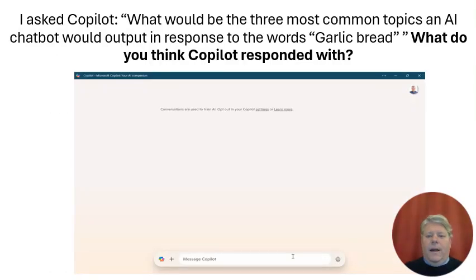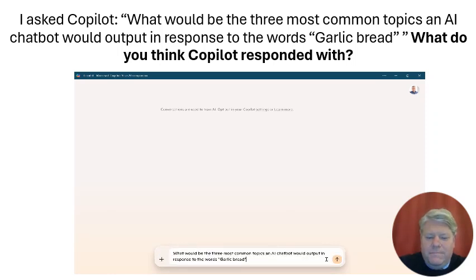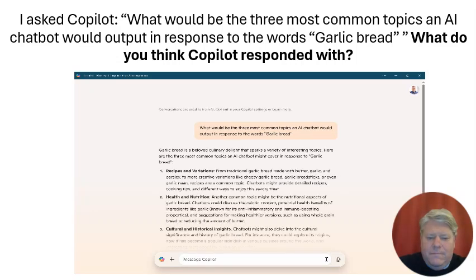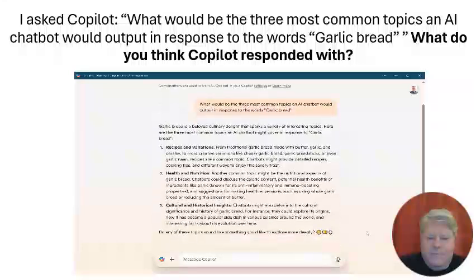I asked Copilot what would be the 3 most common topics a chatbot would use in response to the words garlic bread. What do you think Copilot responded with? Recipes and variations, health and nutrition, cultural and historical insights. I think all 3 are very interesting and relevant topics there.